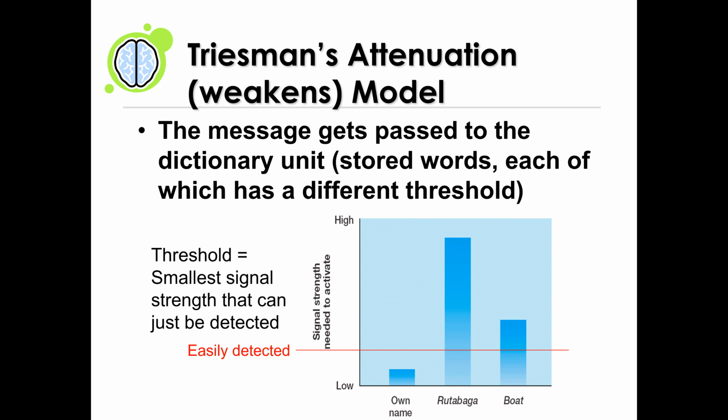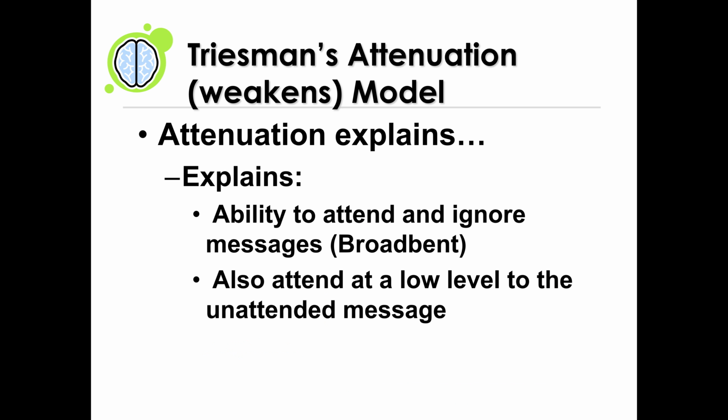This is the Treisman attenuation model, and again, this is an early filtering because the individual filters out information, attenuates the information, weakens the information prior to the detector. Alright, so the attenuation model explains the ability to attend and ignore messages, just like in Broadbent's, but it also allows for the low level monitoring of the unattended message.